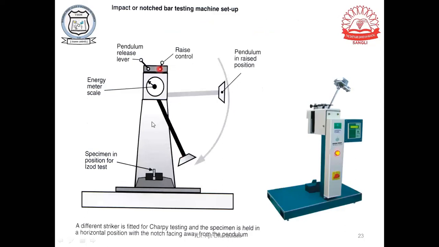Okay, this one, having an energy meter which will obviously show the load. Load in the sense force that you apply. Then this pendulum release control, this is the pendulum. This is the another position of pendulum after leaving from this particular initial position. And then specimen is kept over here at this particular point. It is held over here. This is actual picture of an impact testing machine.